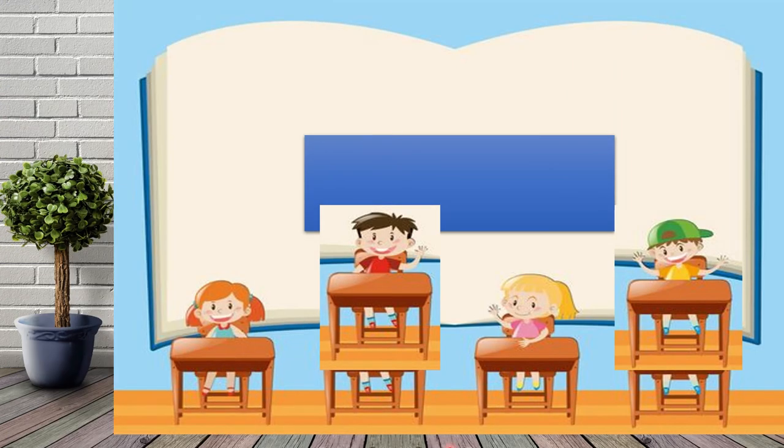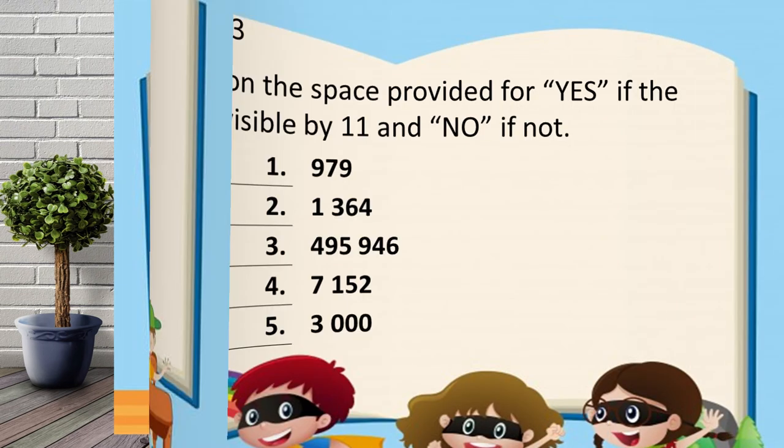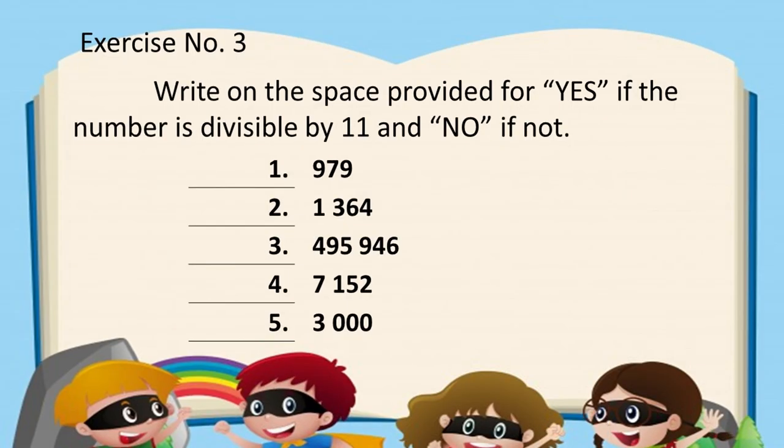Okay, let us now come to exercise 3. Write on the space provided for yes if the number is divisible by 11 and no if not. So, here we are again with the rule of 11. Number 1 is 979. Number 2 is 1,364. Number 3 is 495,946. For number 4, 7,152. And number 5 is 3,000.